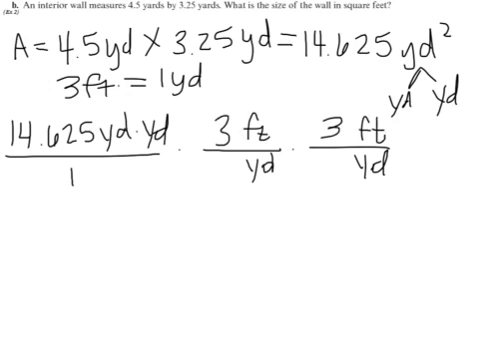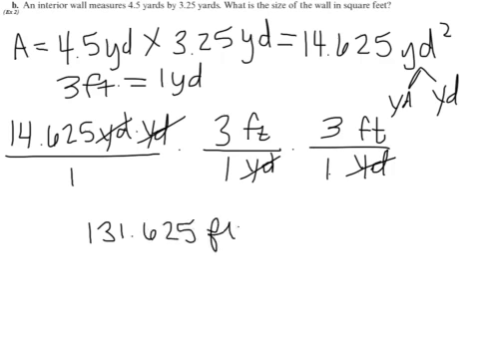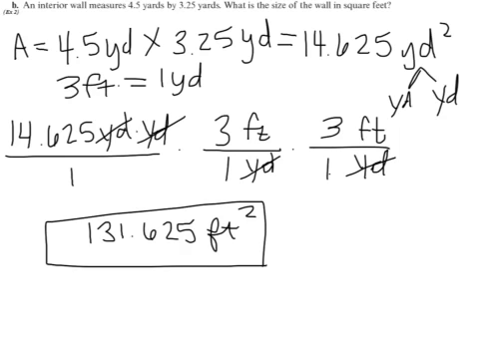3 feet, 1 yard. Verify that you've set it up correctly by seeing if the units will cross cancel. 14.625 times 3 times 3 equals 131.625. Feet times feet is feet squared, or square feet, and it's just going to be over 1 on the bottom. That is the size of the wall in square feet.